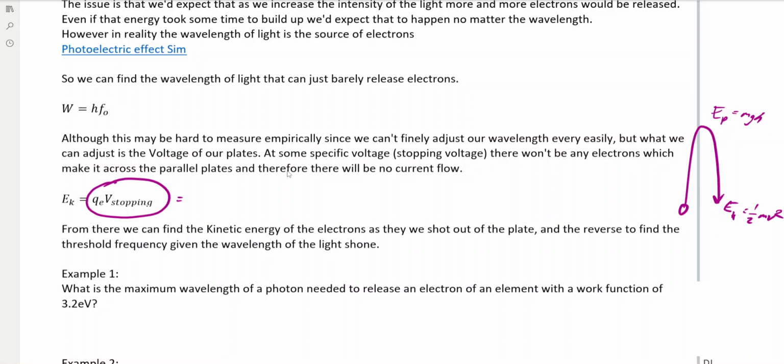If you wanted to, you could find the velocity of the electrons, but it's not really necessary. But what you can do here is, now that you know the kinetic energy, if you also know the work function, or if you know this and you know the wavelength of light, then you can work backwards to find your work function, or vice versa.